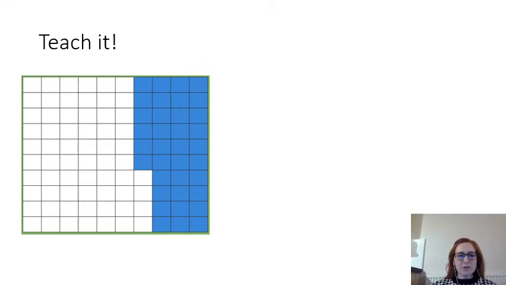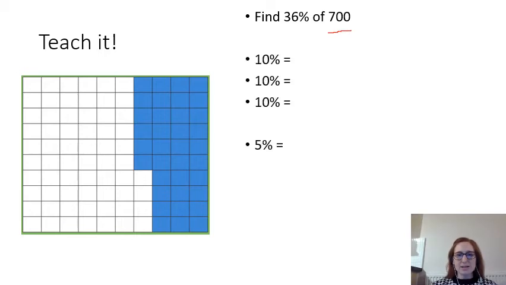this time I've got 10, 20, 30, 36%. I'm going to find 36% of 700. So I could have 10, 10, 10, 5% and 1%. To find 10%, I divide by 10. 700 divided by 10 is 70. So I've got 70, 70 and 70.